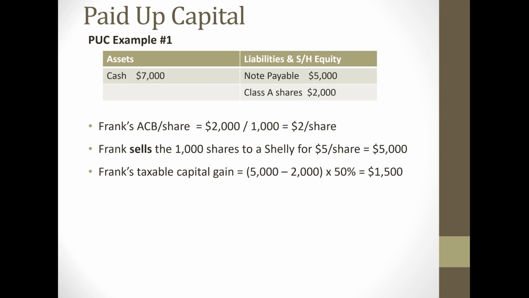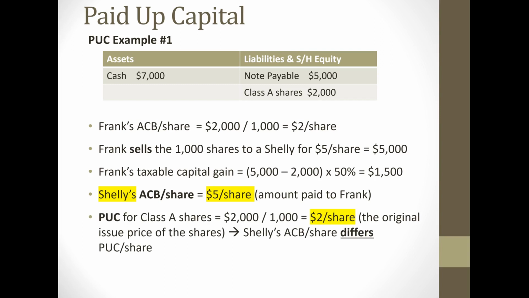Frank sold the shares for $5,000, bought them for $2,000, so has a capital gain of $3,000, of which 50% is taxable. Now, Shelley will have bought the shares for $5,000, so her adjusted cost base is going to be $5 per share. Now, the PUC per share has not changed. Remember, the PUC is the original amount of the assets that were given to the company in exchange for those shares. And initially, when the shares were issued, Frank gave $2,000 to the company. So the PUC per share is still $2 per share. That has not changed, but Shelley's adjusted cost base of $5 per share is different from the PUC per share.